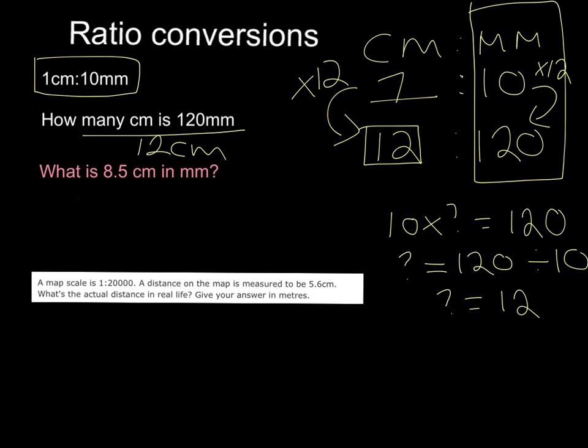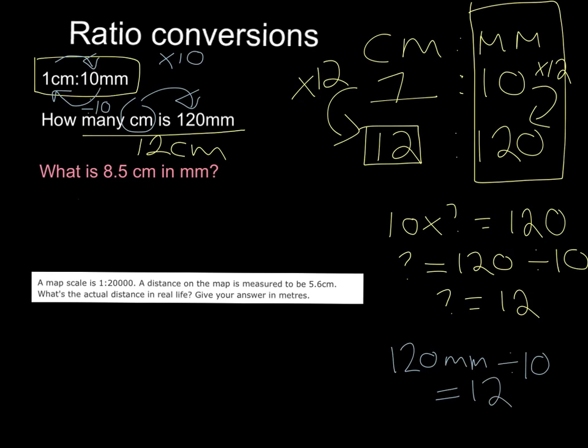How do you get from centimetres to millimetres? So if we look at the ratio centimetres to millimetres, how do you get from 1 centimetre to 10 millimetres? You times by 10. So if you want to get from centimetres to millimetres, you times by 10. Inverse operation, if you want to get from millimetres to centimetres, you divide by 10. So if we use that method, to get from millimetres to centimetres, we would use the first part of the question, 120 millimetres divided by 10 to get to centimetres, and that would still be the same answer, 12. So there's multiple ways you can do it.